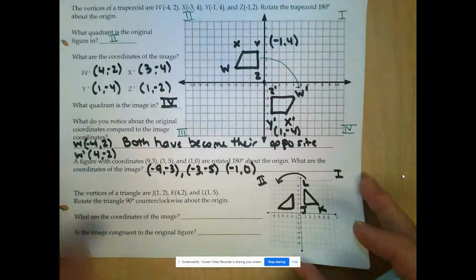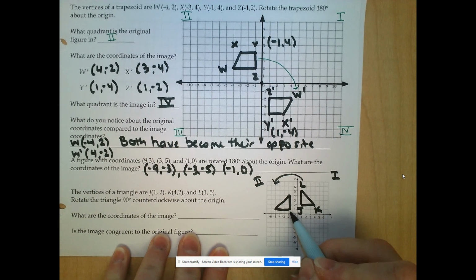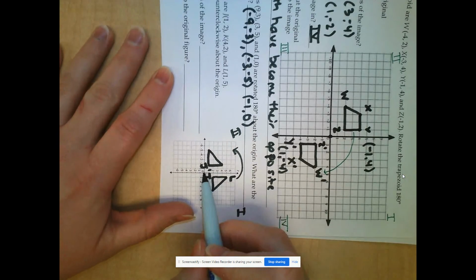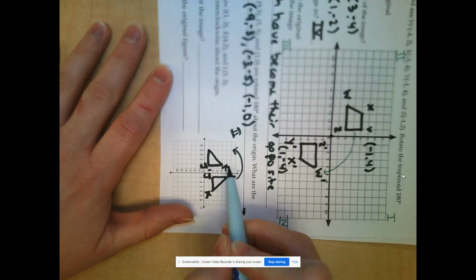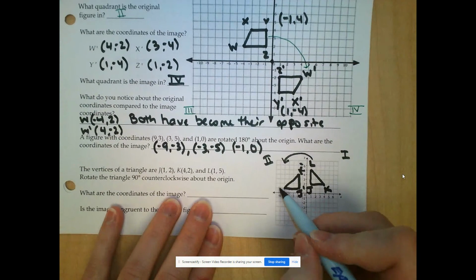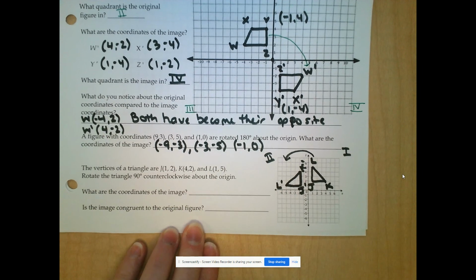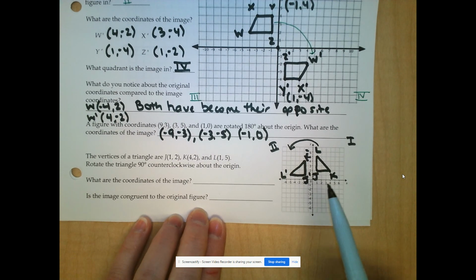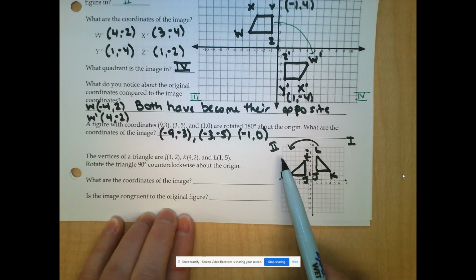Now, it has rotated. Sorry, just trying to organize my papers here. So J, which was closest to the origin, is still closest as J prime. K, you'll notice how I went along this bottom axis, the x-axis, to get over to K. Well, when I rotate the paper, if I go along this bottom axis, that makes this one K prime, and that makes the last one L prime. And you can tell that it's rotated. Now, this is a 90-degree counterclockwise, right? It went in the opposite direction that the clock hand turns.